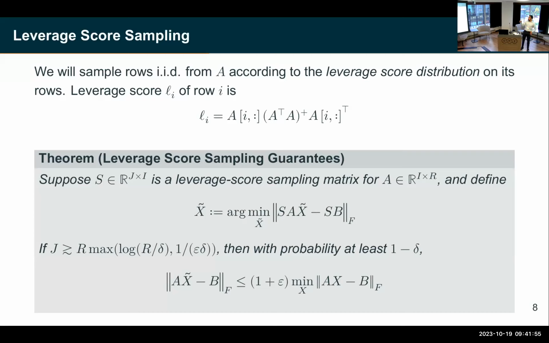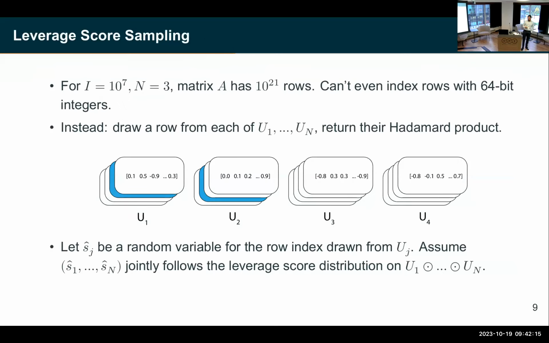Okay, so if I sample rows proportional to these leverage scores, and I take a number of samples, J, that is some multiple of R. I'm going to just say it's R times this maximum of two quantities. Let's just say it's R over epsilon delta. Then I achieve my accuracy guarantee on the quality of each least squares problem. Sounds simple, but of course it's never that simple.